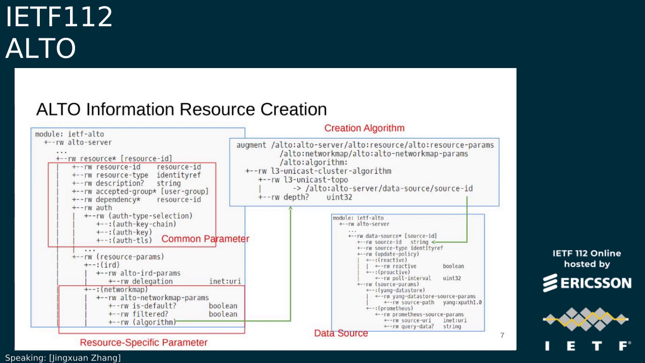And the main part is that it should specify some kind of creation algorithm. This creation algorithm is provided by some other developers. It can augment this model. Let's give an example: we use the layer 3 unicast class algorithm to generate a network map from some other data sources.